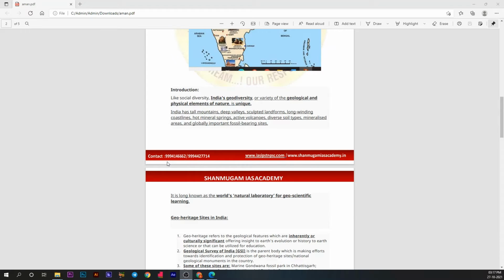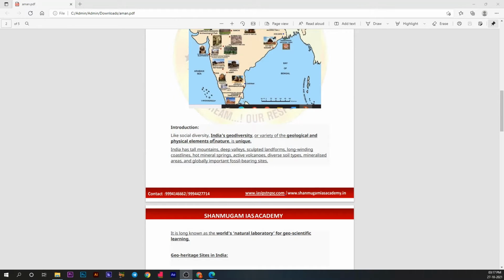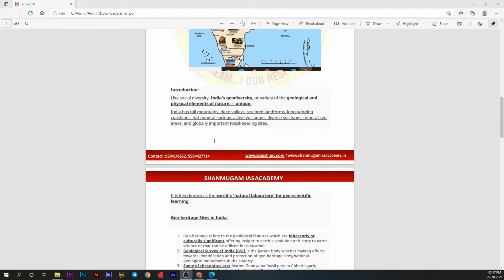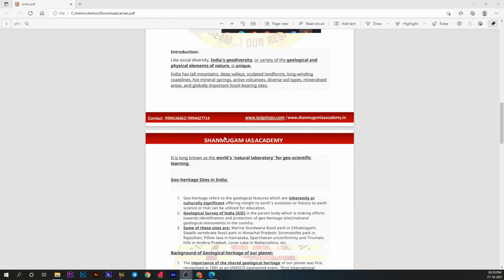And here is the introduction. India's geodiversity, a variety of the geological and physical elements of nature, is unique because India has very tall mountains, deep valleys, and active volcanoes. Where are the active volcanoes? We have Barren Island in Andaman and Nicobar. We also have diverse soil types and important fossil bearing sites. So it has long been known as the world's natural laboratory for geoscientific learning.